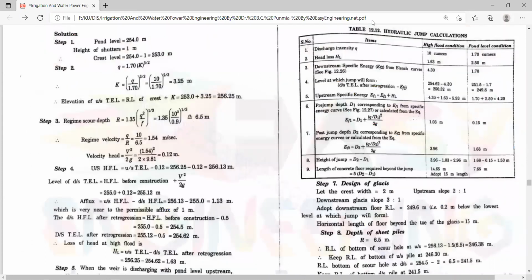Students, are you following or not? Yes, sir. Okay, I hope you are following. Right. So first, pond level is given. So pond level.